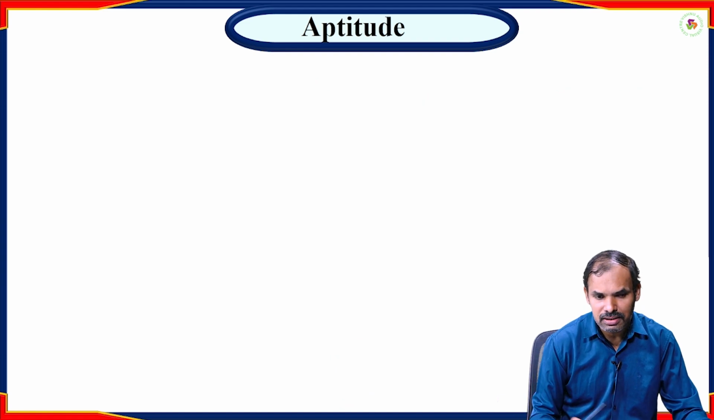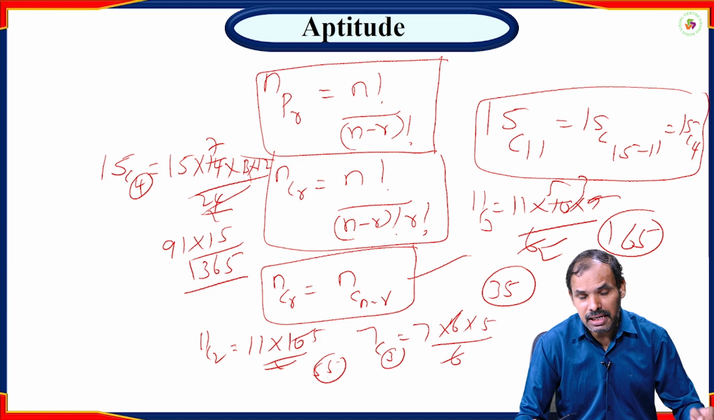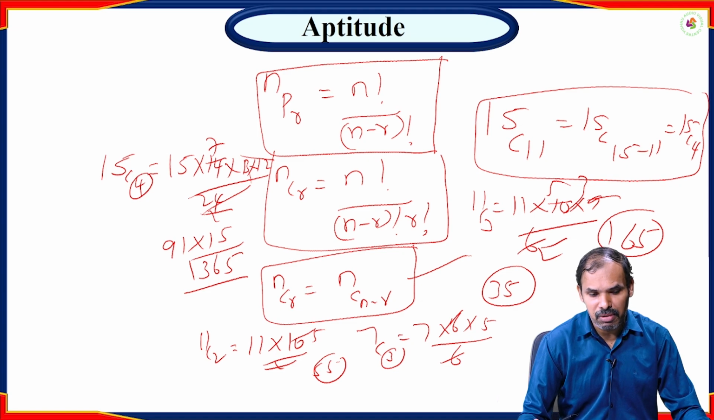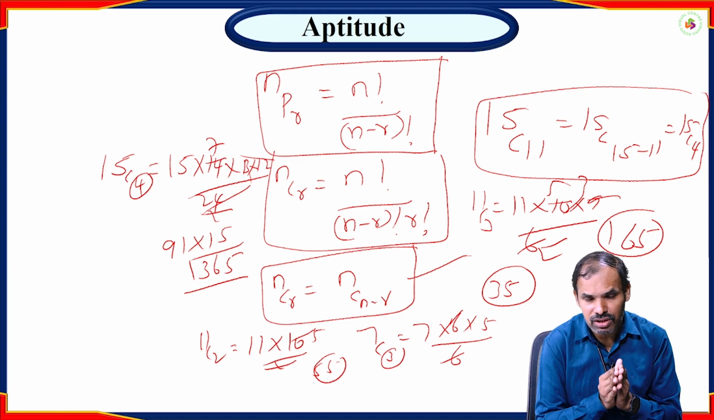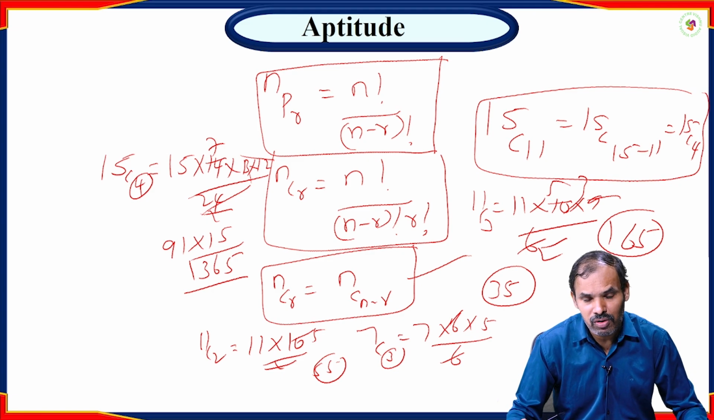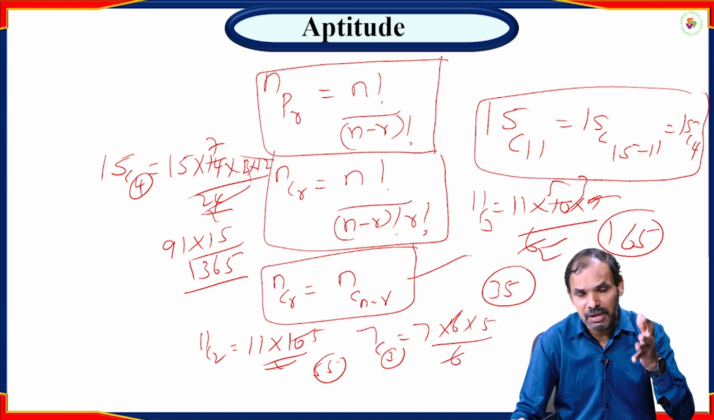Now, important formulas: nPr equals n factorial by (n minus r) factorial. nCr equals n factorial by (n minus r) factorial into r factorial. nCr can be written as nC(n minus r). For example, 11C8 can be written as 11C3, and the 11C3 value is 165. Simple. For example, 8C5 can be written as 8C3. 8C3 means 8 into 7 into 6 by 3 factorial, which is 6.